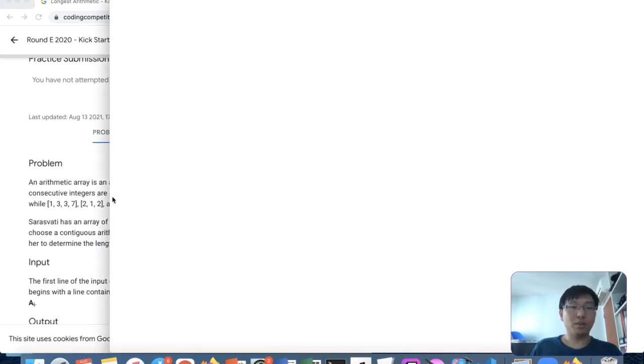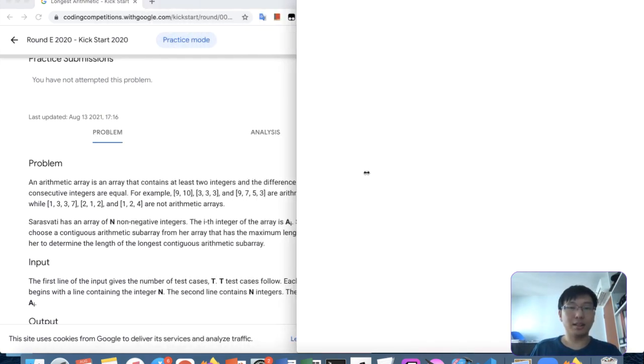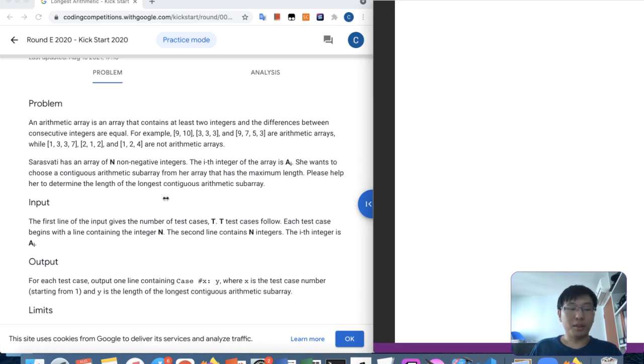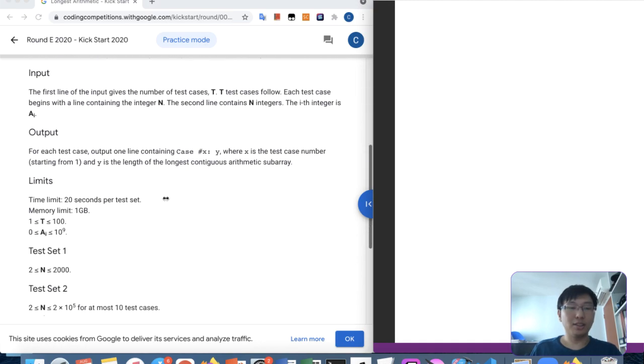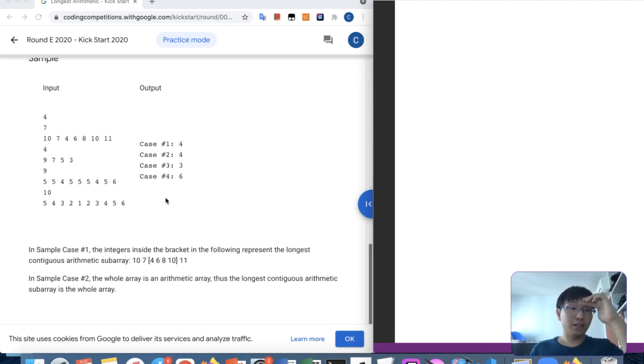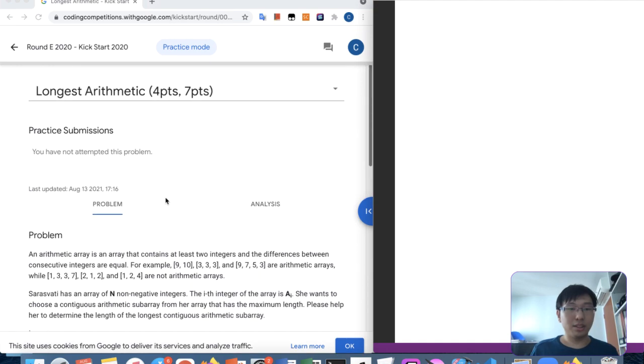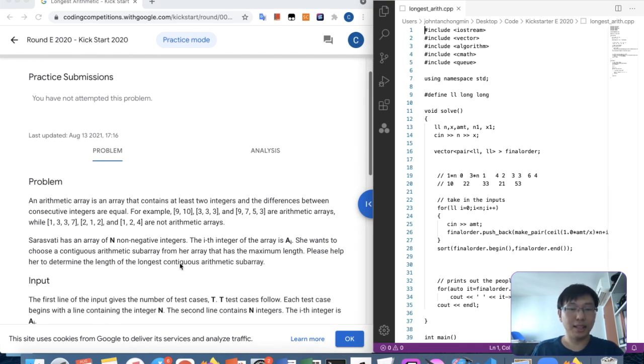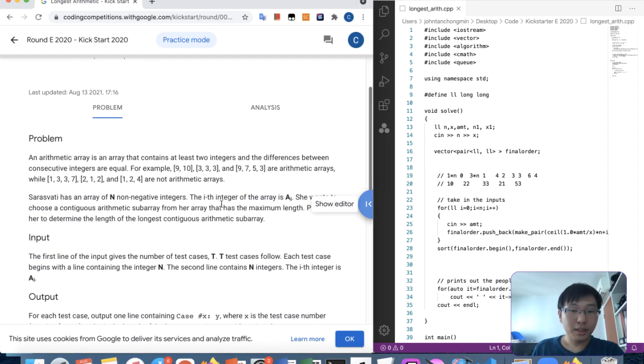So when you first do Kickstart, you realize that it might be very daunting, but actually it's not that bad. Okay, so this seems like it's the longest. An arithmetic array contains at least two integers, and differences between consecutive integers are equal. Seem to have done this before. I mean, this looks very familiar. Like 9 7 5 3 1, 3 3 7. Okay, so it has a constant difference.